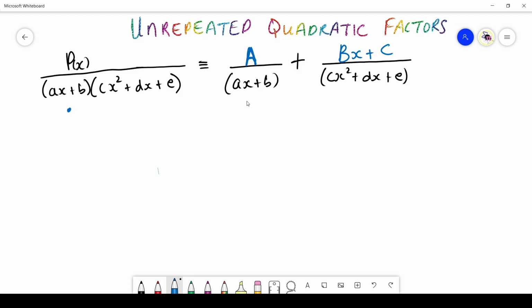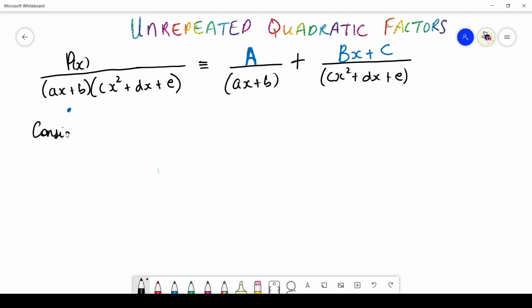So for linear factors, your split just has one constant on top, and for quadratic factors, your form on top is bx plus c, or ax plus b, based on how many splits you have. Okay, and that's it. Let's look at an example so I can walk you through how to do one.